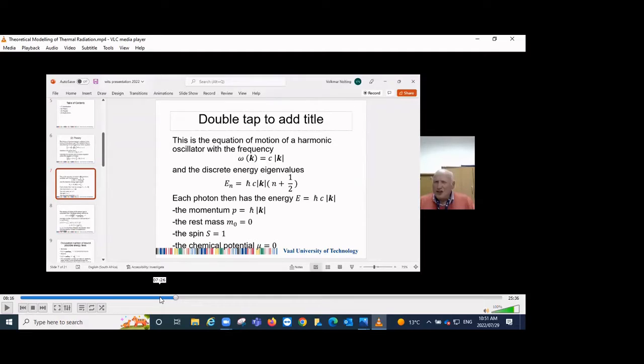That means that each photon has an energy E equal to h bar ck, where h bar is Planck's constant. It has the momentum p equal to h bar k. The rest mass m naught is equal to 0, which means photons have no rest mass. They have a spin s equal to 1, which characterizes photons as bosons, and a chemical potential mu equal to 0. That is a consequence of the fact that the particle number n for photons is temperature dependent.